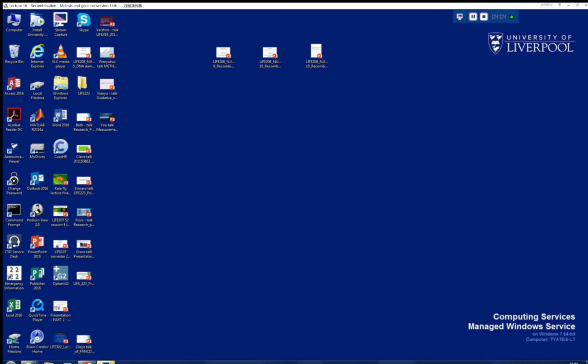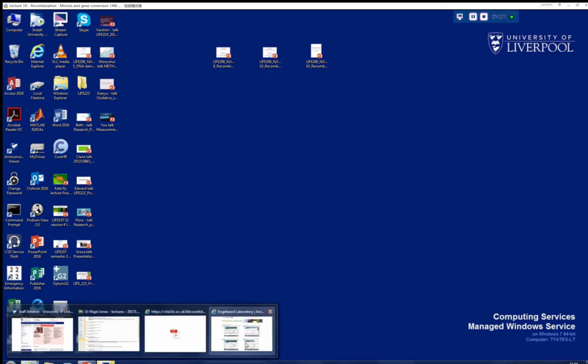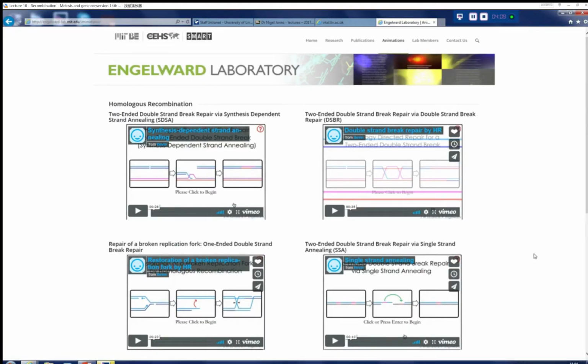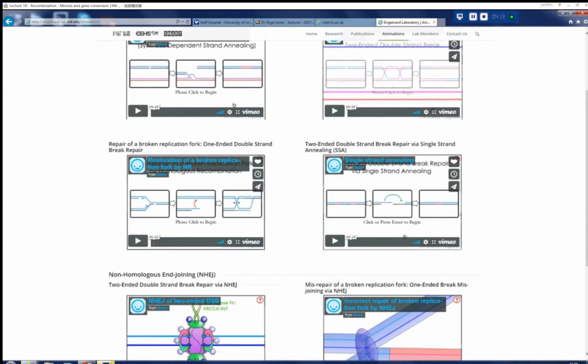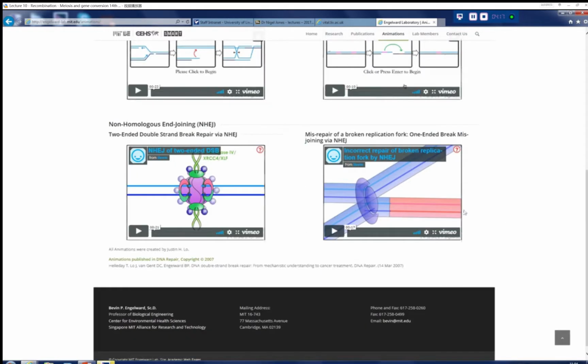There's a series of animations which I'll point out. The links are there. So there's an animation for double-strand break repair. There's an animation for restoration of a broken replication fork by HR. There's an animation on non-homologous end joining, and I'll try and show you this one.